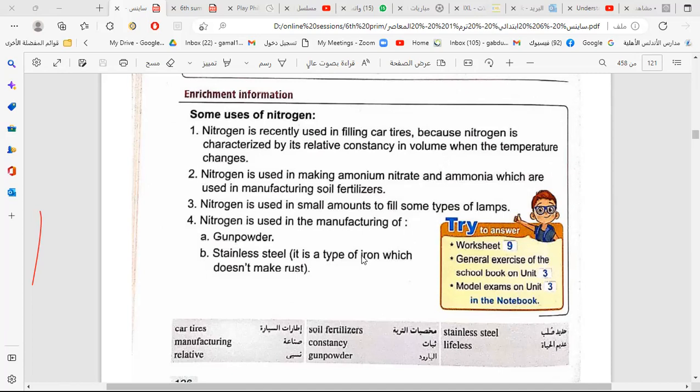Okay, Muhammad? So nitrogen is also used in manufacturing of gunpowder, the explosives. The gunpowder, which is used in fireworks and so on, contains nitrogen, and also stainless steel, the iron which doesn't make rust, has nitrogen.